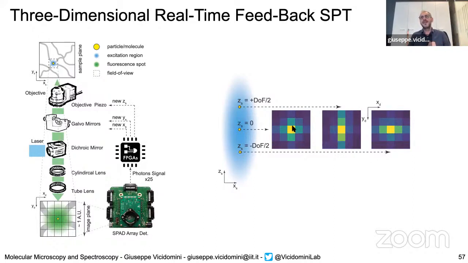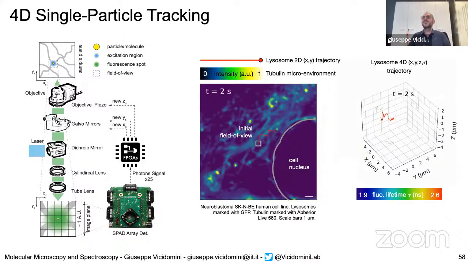As you can see here, I have a round shape when it's in the center of my probed region. When it's above, there is an elongation along one direction. When it's below, there is an elongation along the other direction. So I always know where the molecule is in three-dimensional space. But I can do much more.